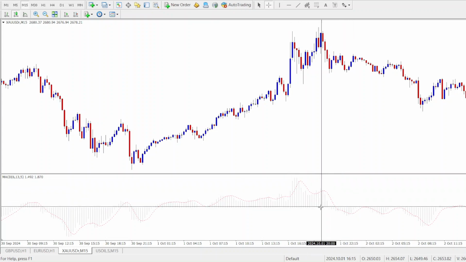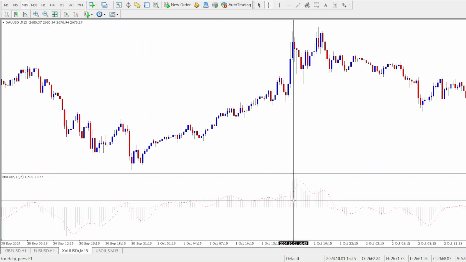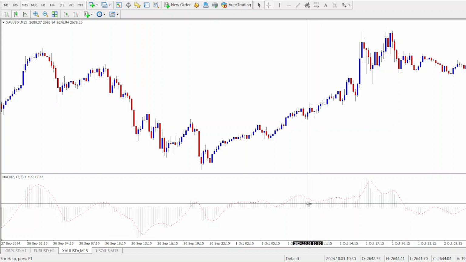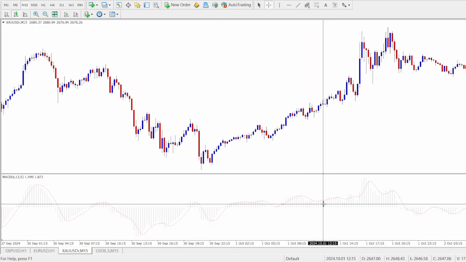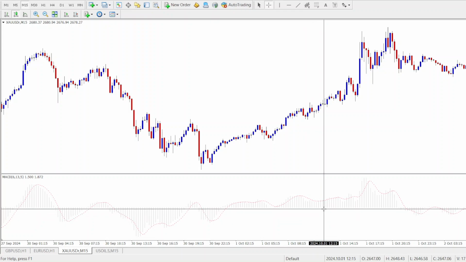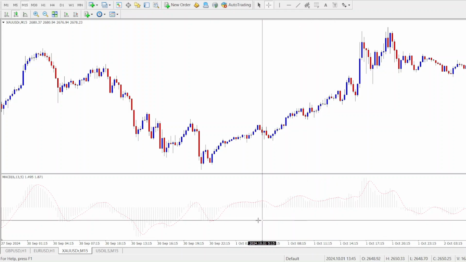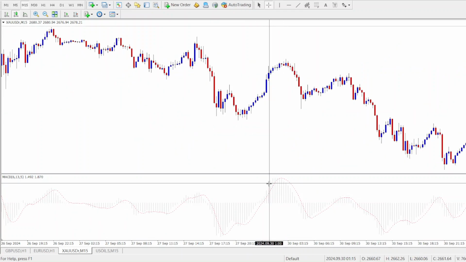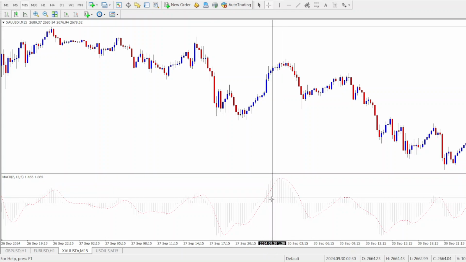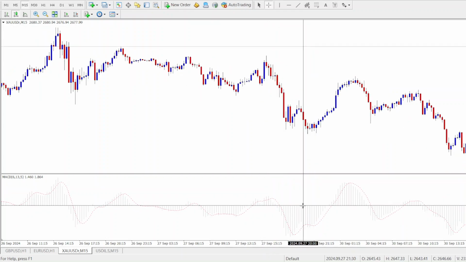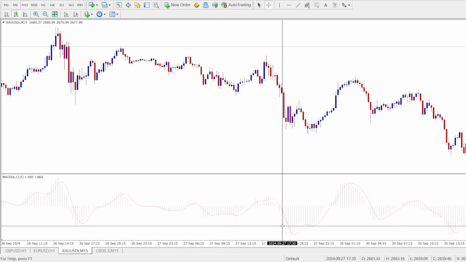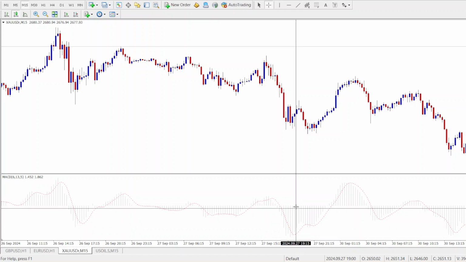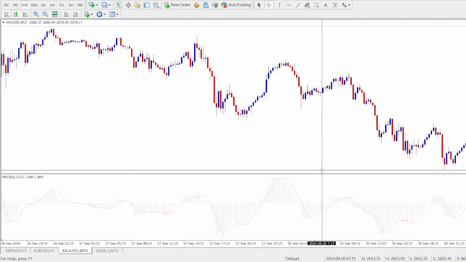Now, as for the MACD histogram, the histogram bars show the difference between the MACD line and the signal line. So when the bars start getting larger in either direction, it means momentum is increasing. When you see the bars increasing in length in the bullish direction, it shows an increase in bullish momentum. On the other hand, when you see them increasing in length in the bearish direction, it shows an increase in bearish momentum.